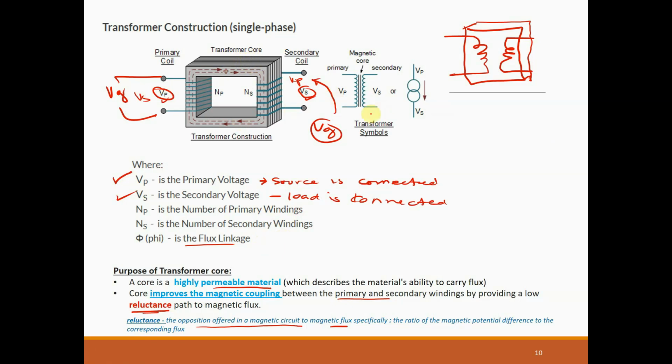And this is the schematic symbol for a transformer. This one is also a schematic symbol for a transformer, but it is used for building electrical plans. So if you see this Vp, Vs, this transformer is used in the electrical plan of buildings.